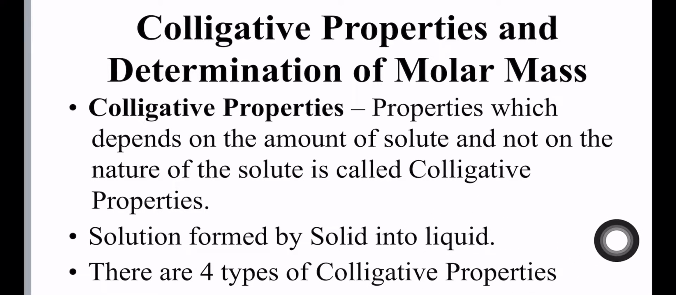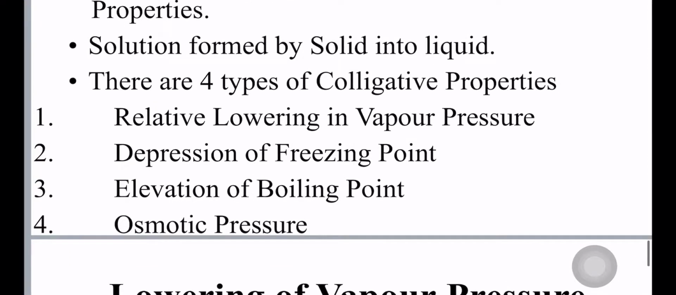So that means our solutes are non-volatile and are added into the solvent, that is liquid. Okay, so in this chapter we are going to study 4 types of colligative property. So which are these 4 types of colligative property? Let us see.